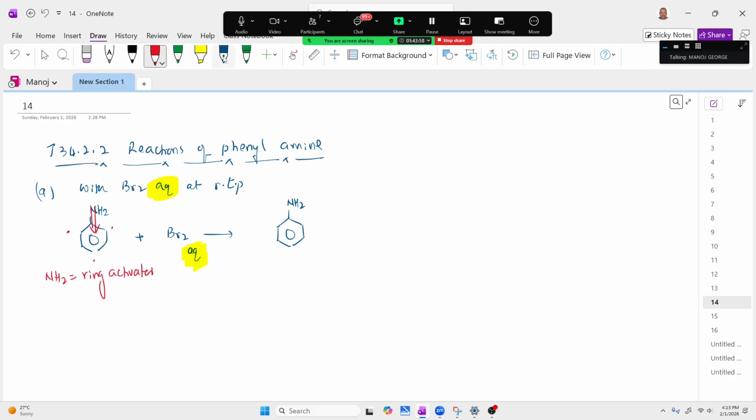So what that means is I'm going to get Br at position 2 and at position 4 and at position 6. Plus I will get 3 HBr. Similar reaction with phenol. So you put here 3. This is 2, 4, 6. Tribromo phenylamine. And this comes off as a white precipitate.